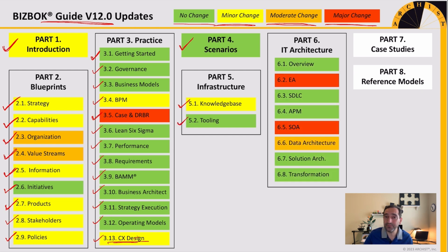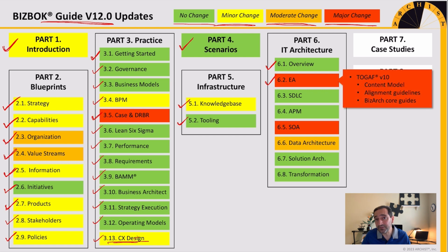And then looking at part 6, that's the alignment of business architecture with IT architecture disciplines. No changes in section 6.1, that's the overview of the alignment between business architecture and IT architecture. But looking at section 6.2, or the alignment with enterprise architecture, a major change, of course, is the publication of TOGAF version 10 from the Open Group.